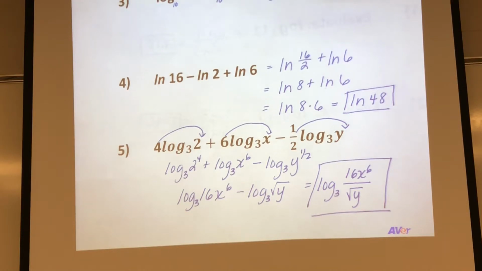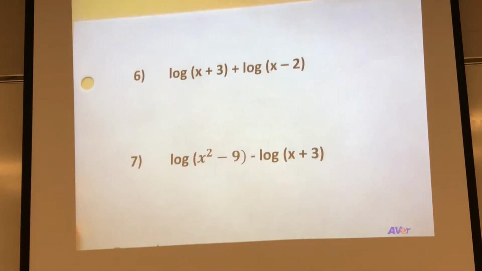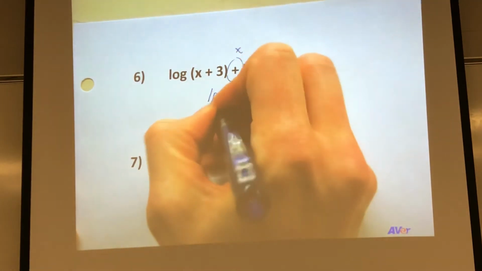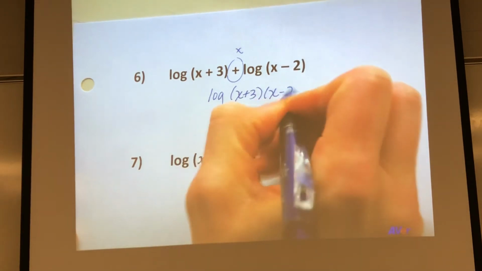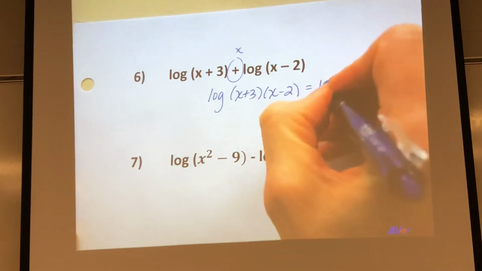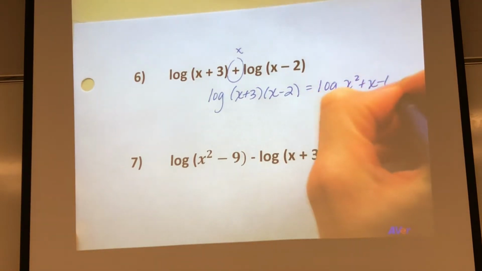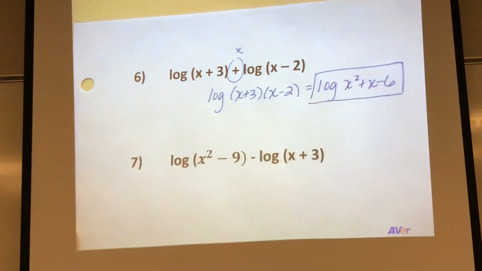All right, next up, log of x plus 3 plus log of x minus 2. We see this addition sign, which means multiply. So we have log of x plus 3 still in the parentheses times x minus 2. And then we can FOIL those or multiply them. So log of x squared plus x minus 6 after we get it all multiplied out and simplified. Again, that log didn't have a base, so we know it has a base of 10.